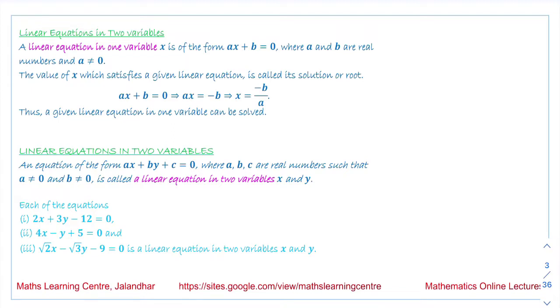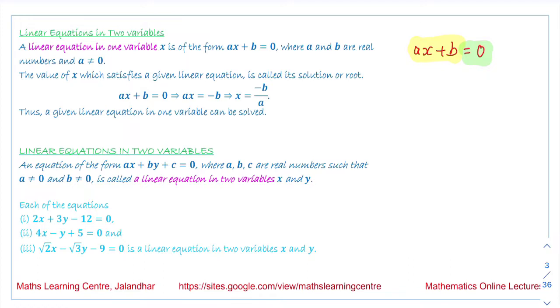So if we start with the definition of a linear equation in one variable, we know it is ax plus b. This is a polynomial and this is the equation. So this part is the polynomial of degree 1, a linear polynomial in one variable. When we equate it equal to 0, it becomes an equation. So this is a linear equation in one variable.